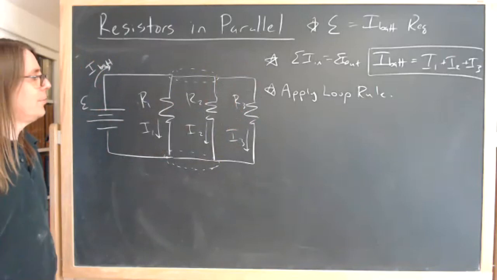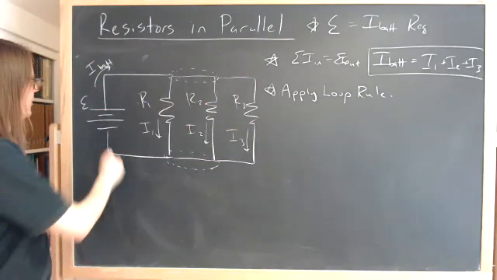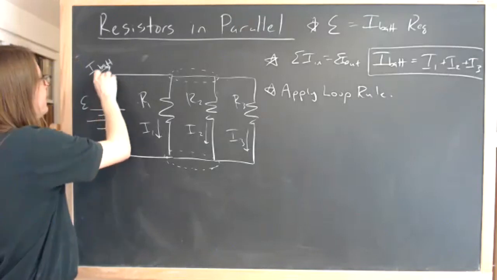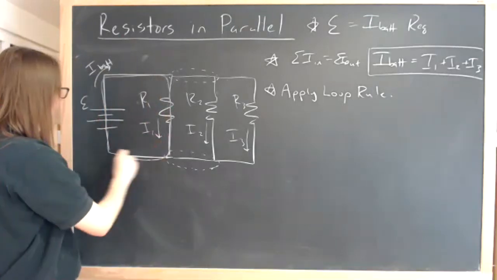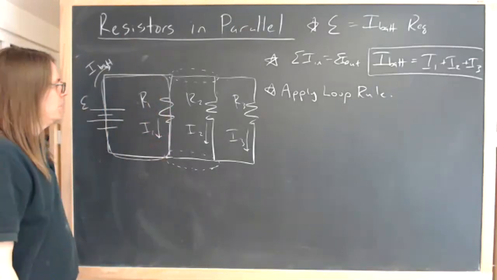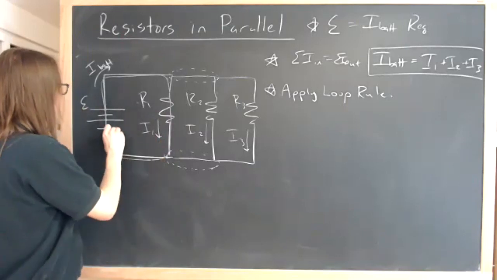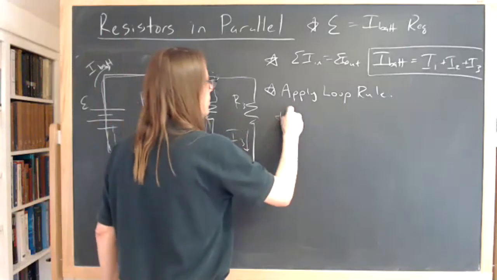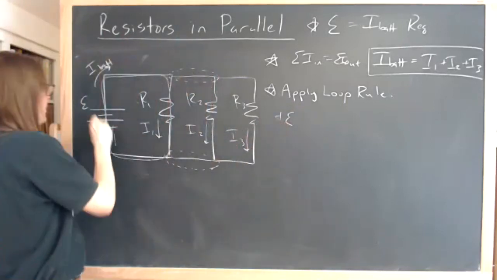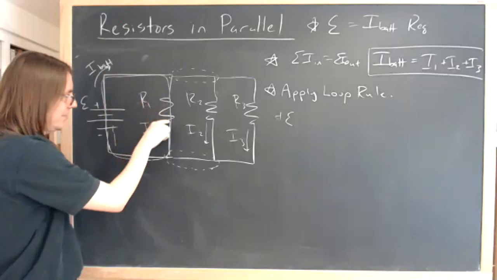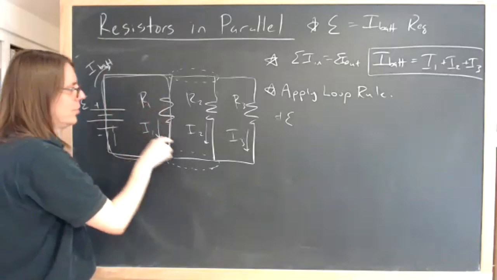So for this problem, the loops you would want to do, let's do loop one. Let's go through the EMF and then through R1 and we're done. That equation will only have the EMF and R1. So we're looping, and we get a positive EMF, because we went from the negative side to the positive side. And then we went with the current, so it's a minus I1 R1.